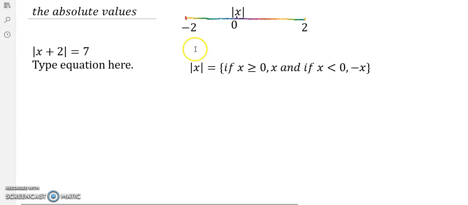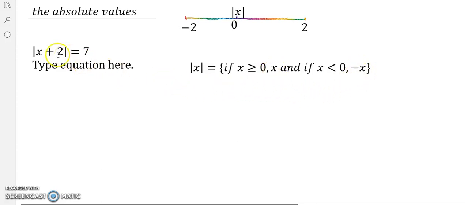Hence, we got two conditions: the absolute value of x if x is greater than or equal to 0. Okay guys, if you recall well, we know that all numbers that are greater than or equal to 0 are positive. Therefore, we're going to have positive x. And if x is less than 0, meaning that 0 is not included, then we know that all numbers that are less than 0 are negative. Therefore, we're going to have negative x. This is more like breaking down the absolute value into two parts, because we got negative x and positive x.